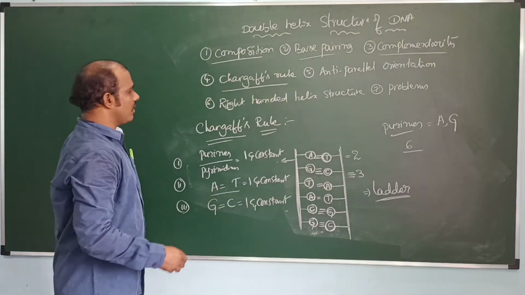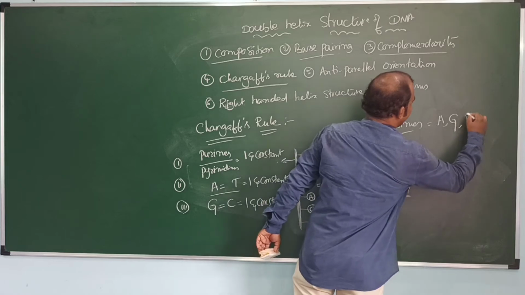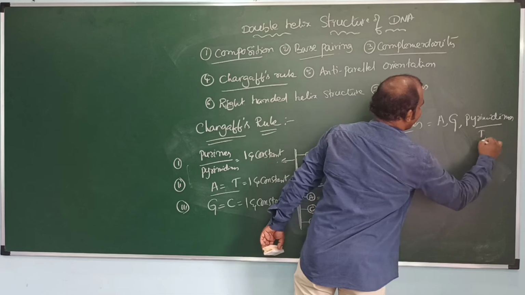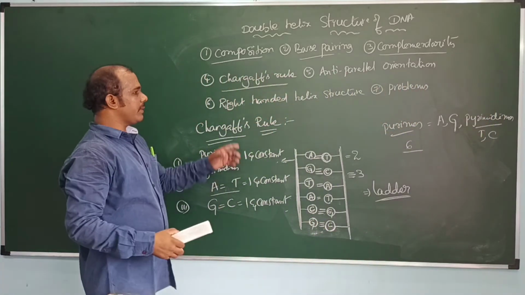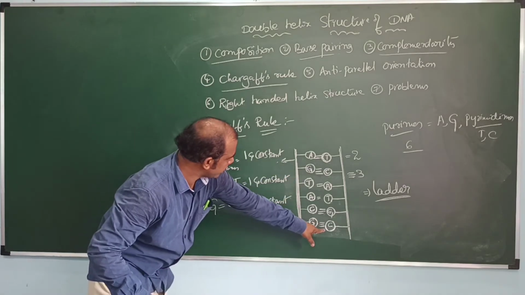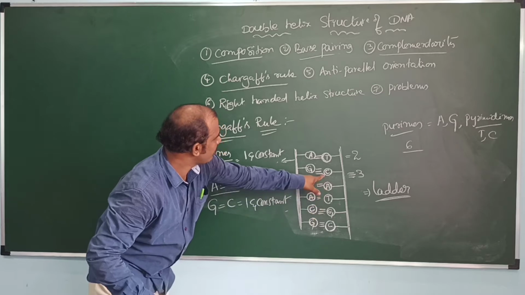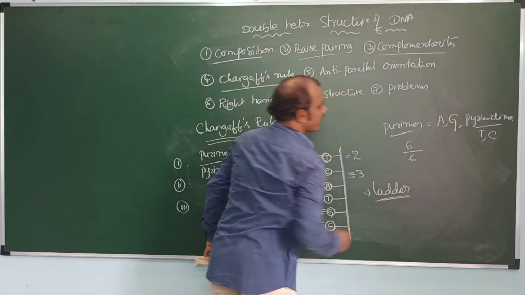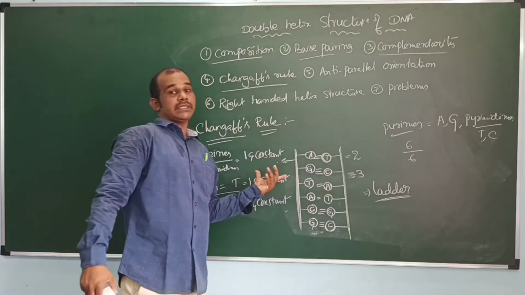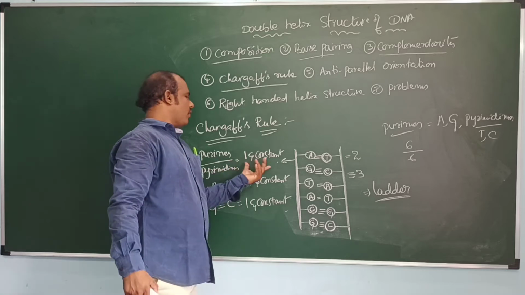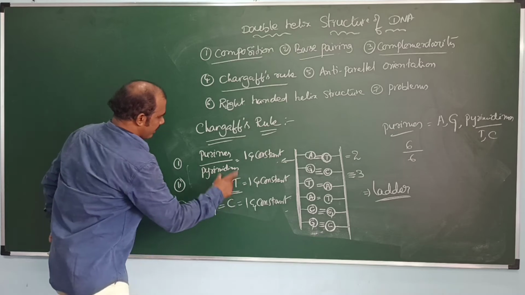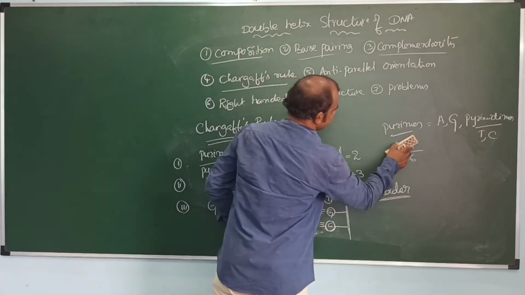And how many pyrimidines are there? What are the pyrimidines present in DNA? Only thymine and cytosine. Counting T and C: 1, 2, 3, 4, 5, 6. So according to Chargaff's rule, the number of purines is always equal to the number of pyrimidines, and the ratio between them is one and constant.